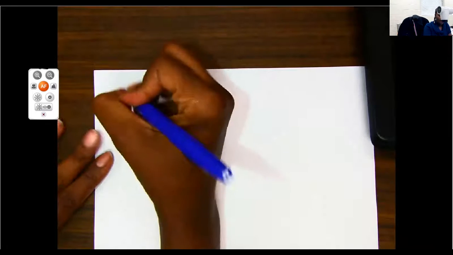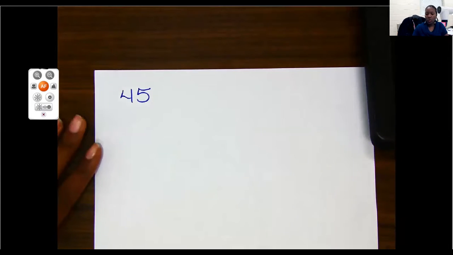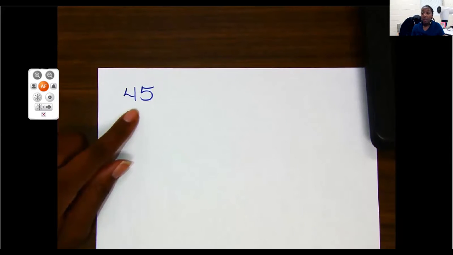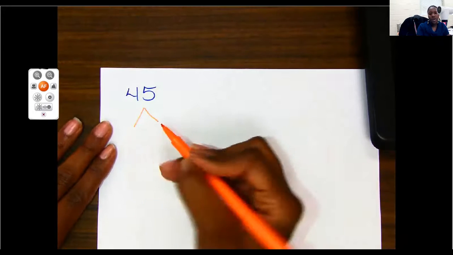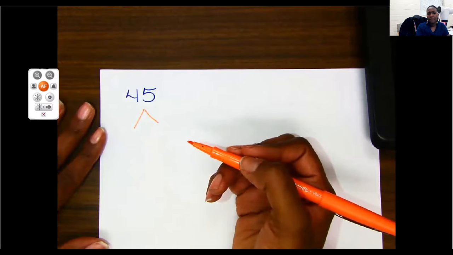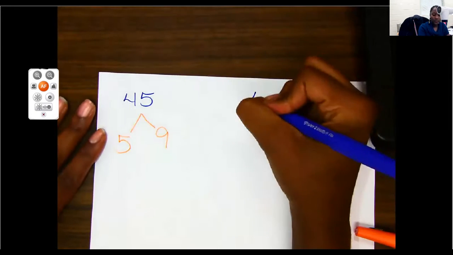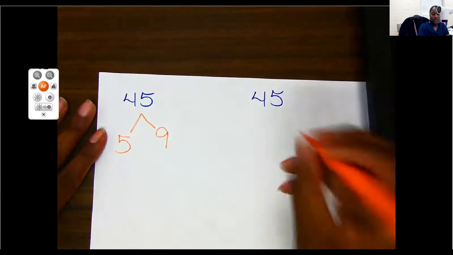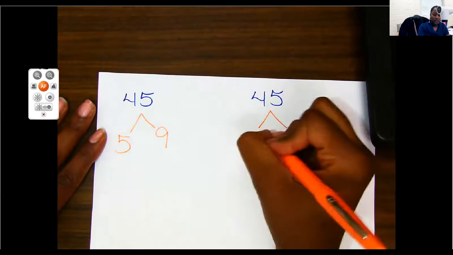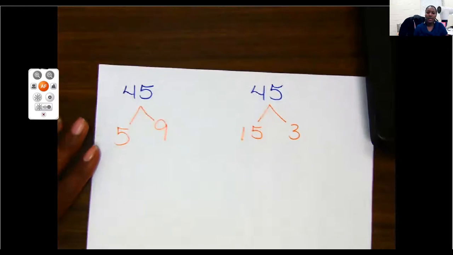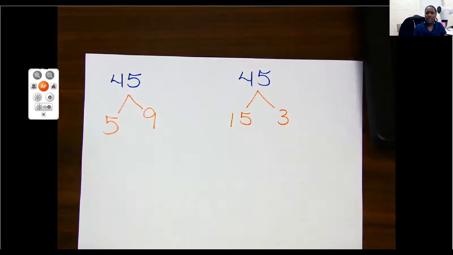Move my camera so you can see a little better. All right, let's try 45, okay? When we're factoring, we're asking ourselves, what two numbers can we multiply together to get to this number? You may have more than one combination, and I'm gonna show you that as well. But let's start with this. What times what will give me 45? Okay, you may have said 5 times 9, okay? Another combination that some of you may have realized was 15 times 3, okay? Those are two combinations that you could have used. Either is fine because you're still going to get to the same answer at the end, and I will show you that as well. All right.